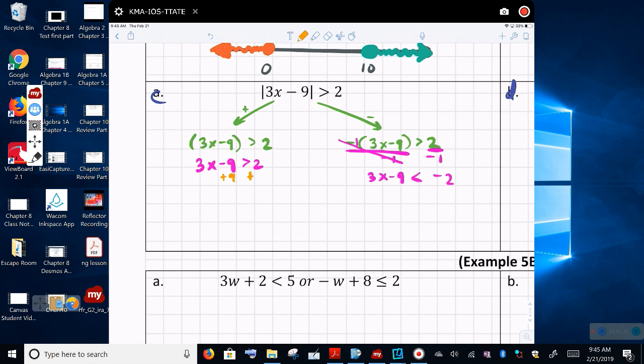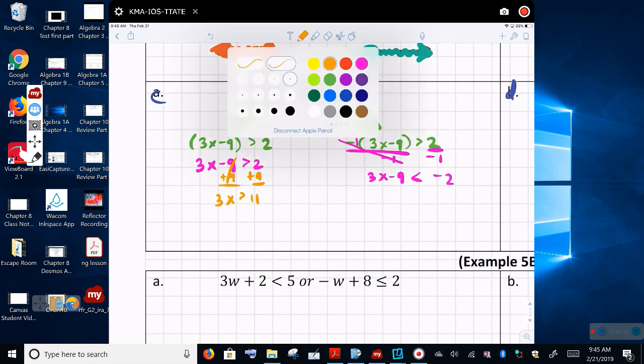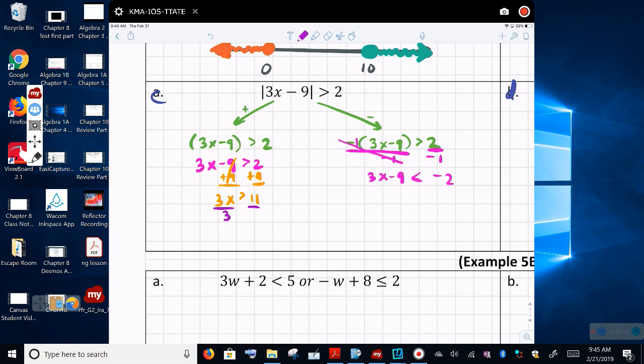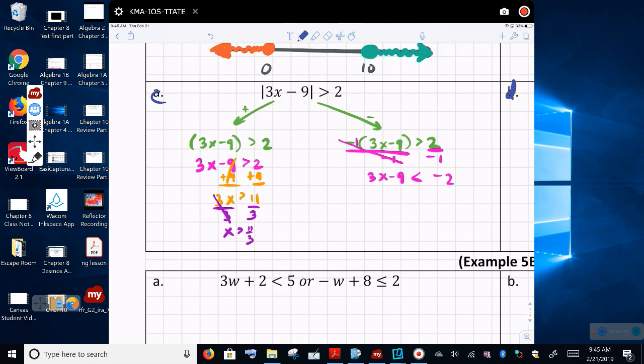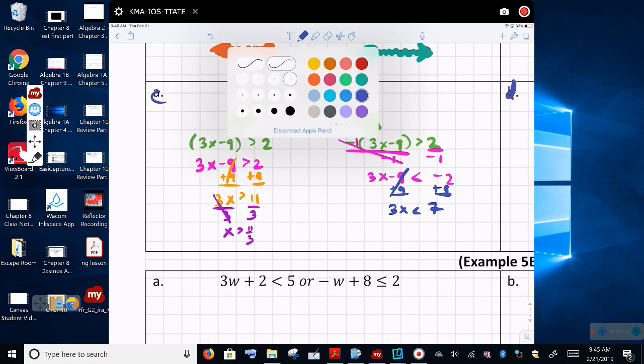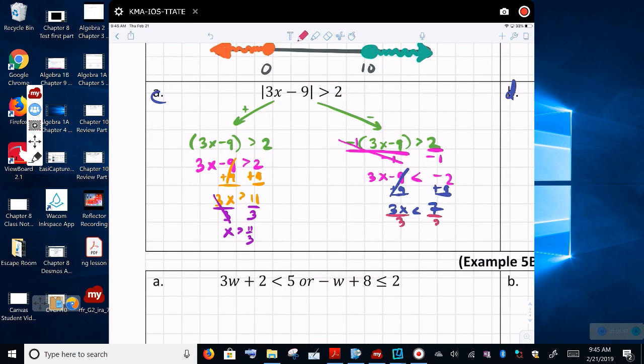Add 9, add 9. 3x is greater than 11. Divide both sides by 3. And I get x is greater than, and I'll just leave it as 11 thirds. If I'm working on the right side, I'm also going to add 9 and add 9. Getting 3x less than 7. Divide both sides by 3. And I get x is less than 7 thirds.